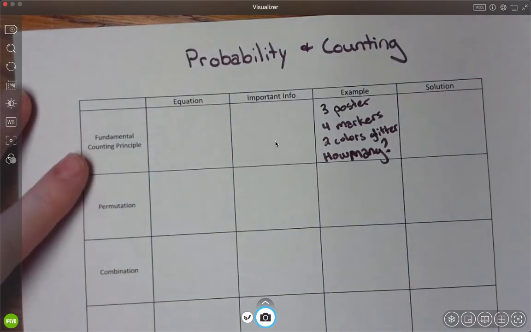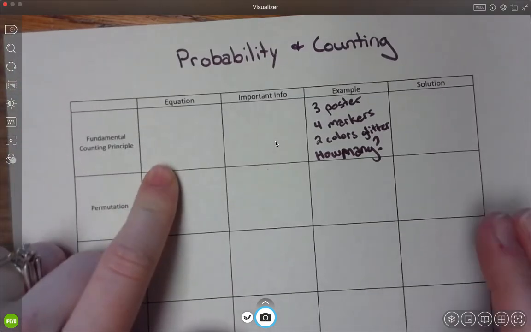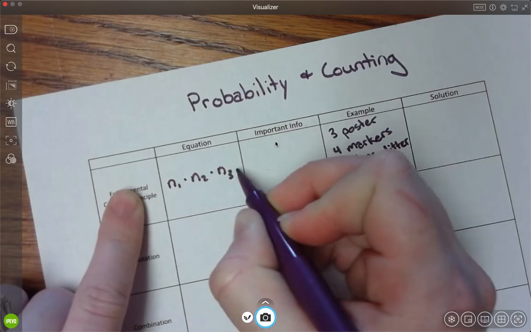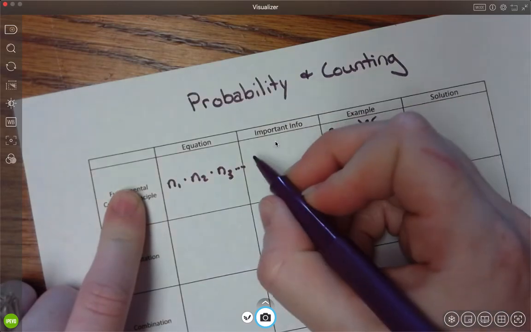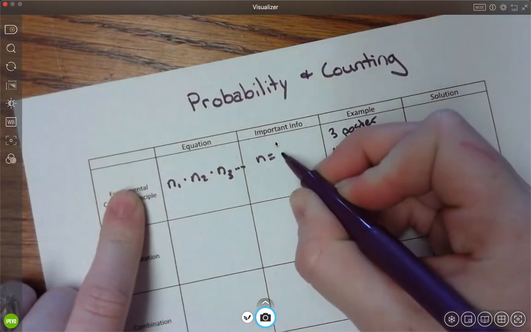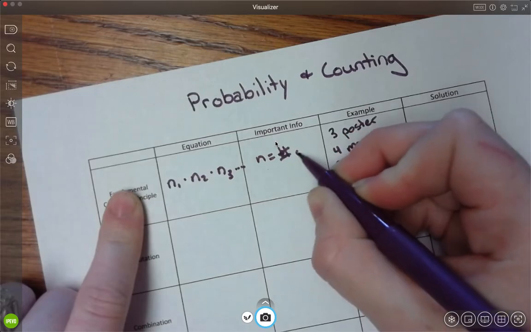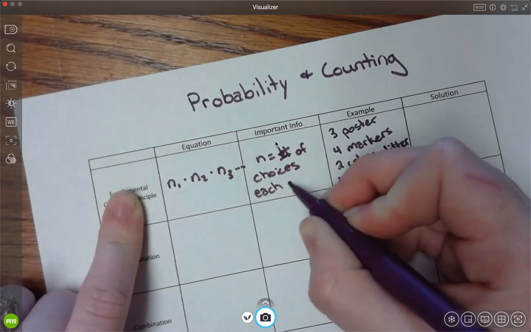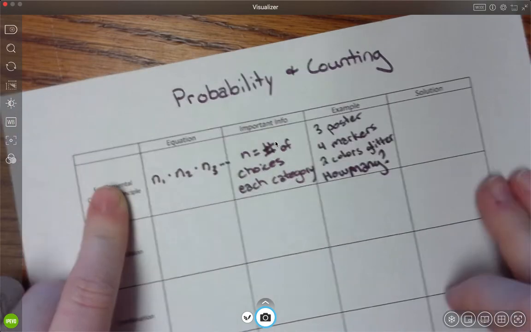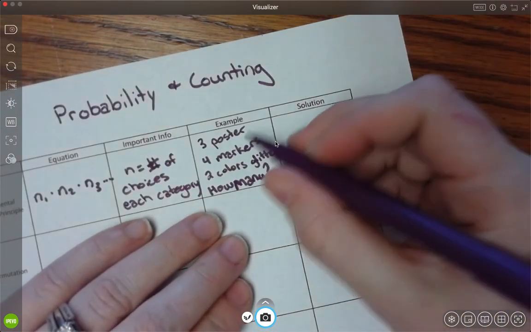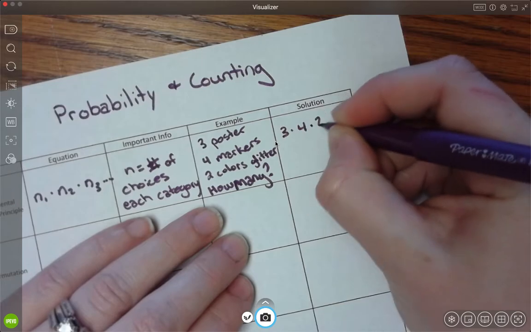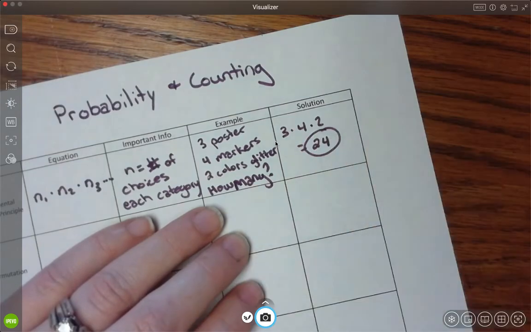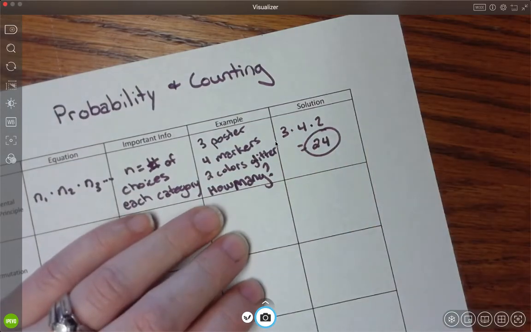The equation for the fundamental counting principle is just n1 times n2 times n3, and you would continue to do that, where n is the number of choices for each category. So for a solution for this example, we would say 3 times 4 times 2. 3 times 4 is 12, times 2. That's going to give me 24 total different poster boards that I could make. So the fundamental counting principle is just the most basic one.